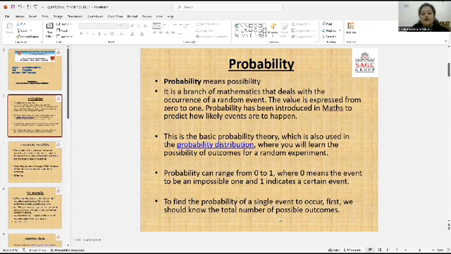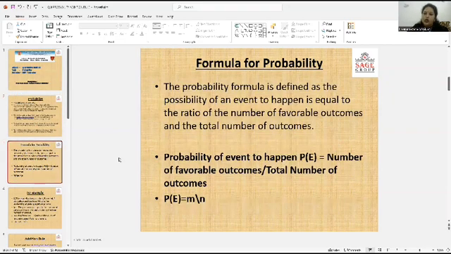To find out the probability of a single event to occur, first we should know the total number of possible outcomes. Now we will look at the formula for finding the probability of any event. The probability formula is defined as the possibility of an event to happen, equal to the ratio of the number of favorable outcomes and the total number of outcomes. Probability of any event equals the number of favorable outcomes divided by the total number of outcomes. In short, M is the number of favorable outcomes and N is the total number of outcomes.